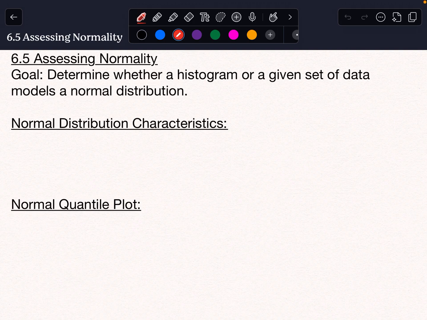Okay, so 6.5, we're assessing normality. Some of this will be review because we have talked about it. The last part will be the new part because we're actually going to create a normal quantile plot.